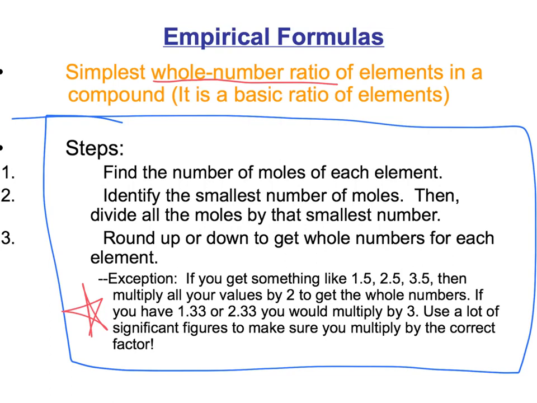Then identify the smallest number. Because we need this to be a ratio, you're going to find the smallest number and divide all of your numbers by that one. And then you're going to either round up or down or multiply to get whole numbers. So if you get something like 1.5, 2.5, in order to make that a whole number, you multiply by 2. If you have something like 1.33, you multiply by 3. Keep a lot of significant figures in order to help with your calculation.